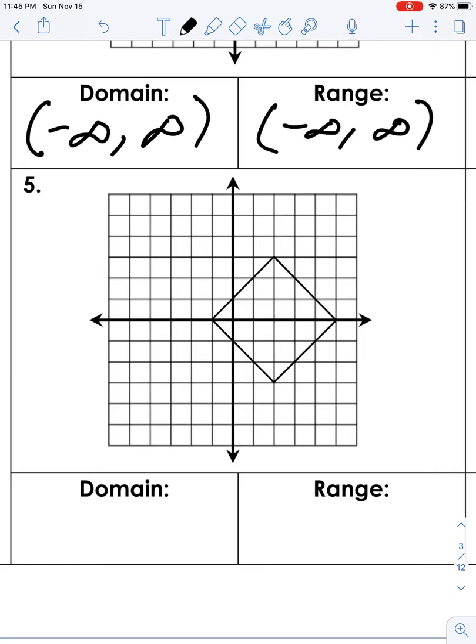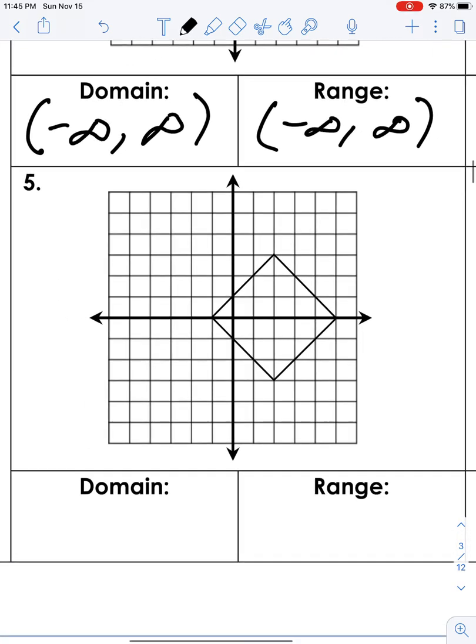Number 5, very similar to the circle that we did a little bit earlier. You have a true left point, which would be negative 1. You have a true right point, so we've got to count over to that. So 1, 2, 3, 4, 5. So your domain is from negative 1 to 5.